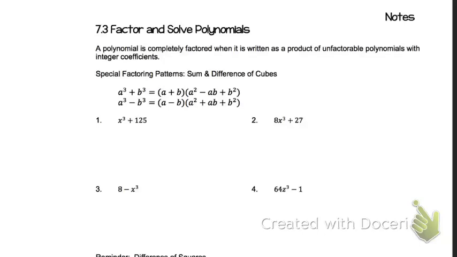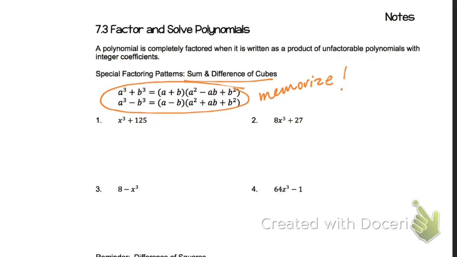Okay, 7.3, we are going to factor polynomials. I guess the only difference from last semester to this semester with the factoring is that now we could have higher degrees, so cubic functions. We did a little bit of that last semester, but it is imperative that you do memorize these. So the sum and difference of cubes, you do need to memorize. If you already have them memorized, then you are a step ahead.